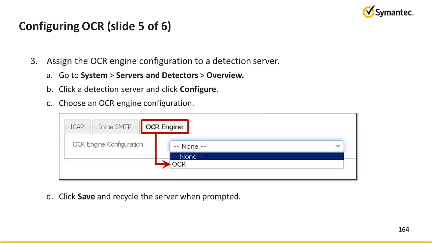The next step is to assign the OCR engine configuration to a detection server. To do so, in Enforce, go to System, Servers and Detectors, Overview. Click the detection server to which you want to assign the OCR engine configuration and click Configure. On the OCR Engine tab, from the OCR Engine Configuration dropdown, select the OCR configuration you want to assign to the detection server. Note that it is not necessary to restart the detection server after assigning an OCR engine configuration. When finished with the configuration, first press Save and then click Done.